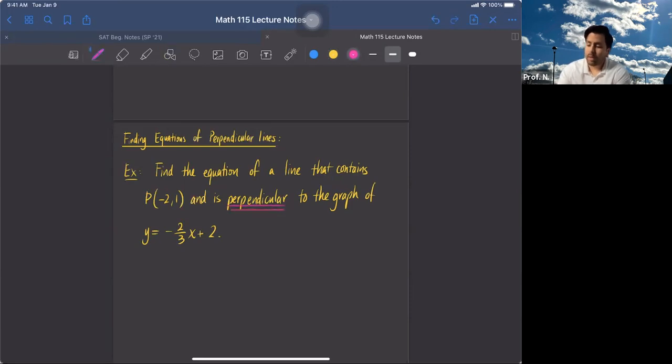So the name of the game hasn't changed. I still want to find the equation of the line. I still want to find the slope. That's the first thing, right? Find slope.